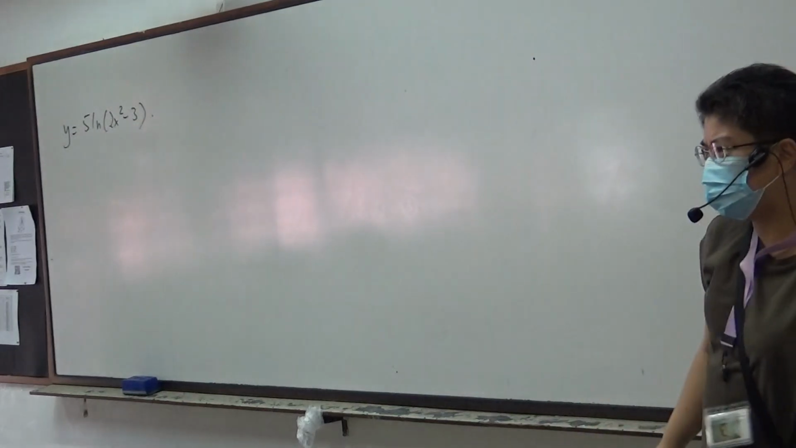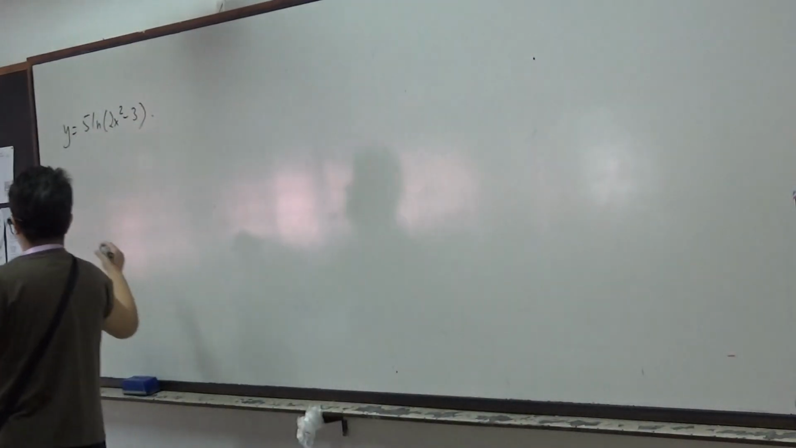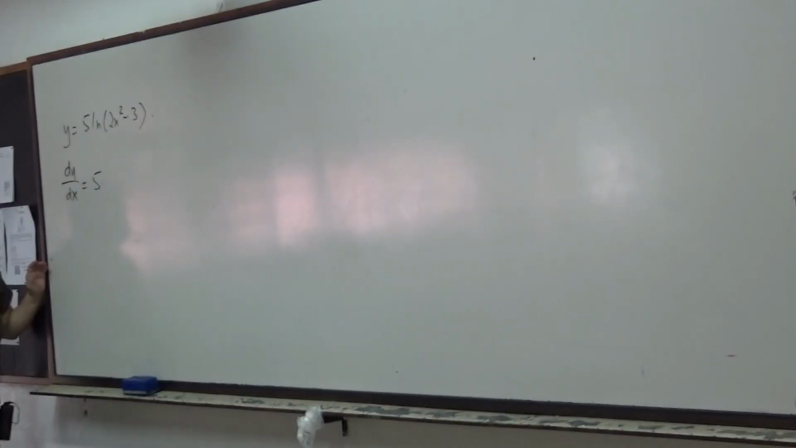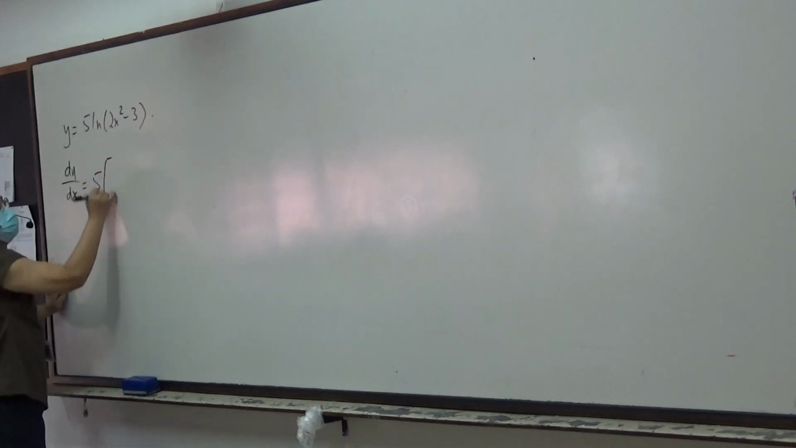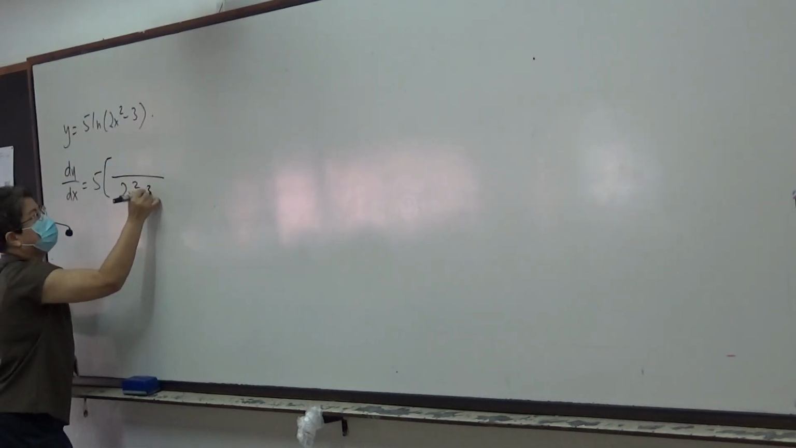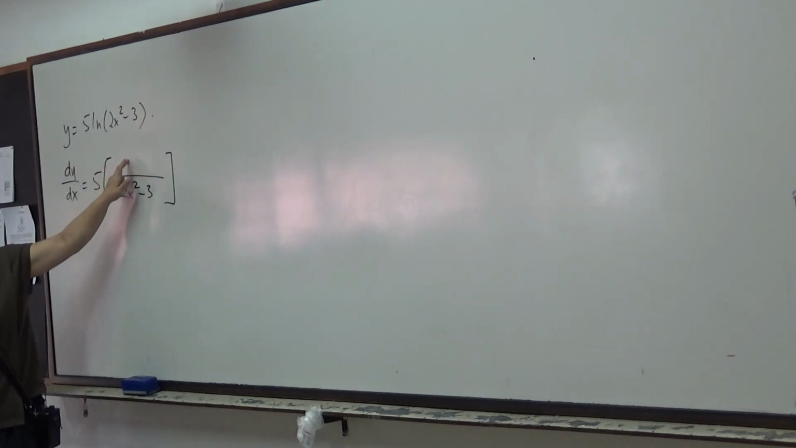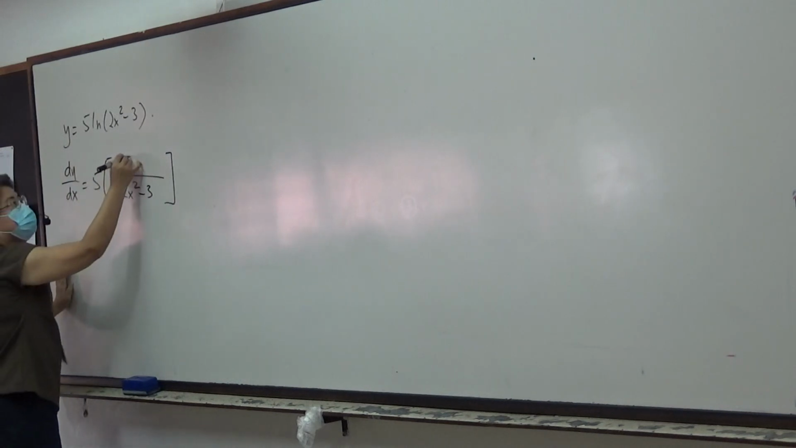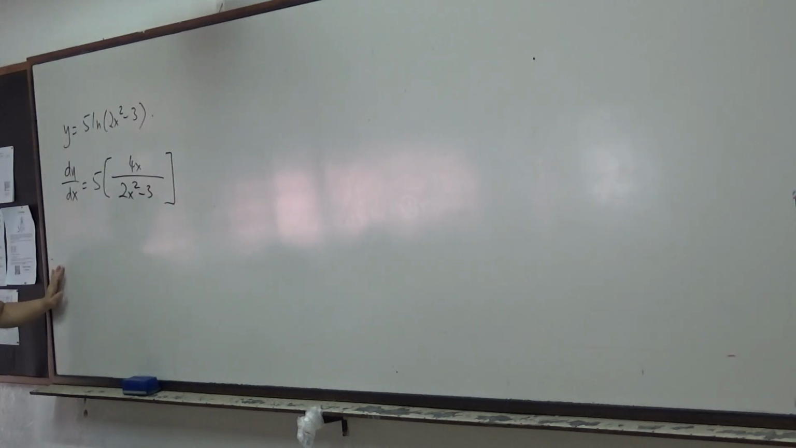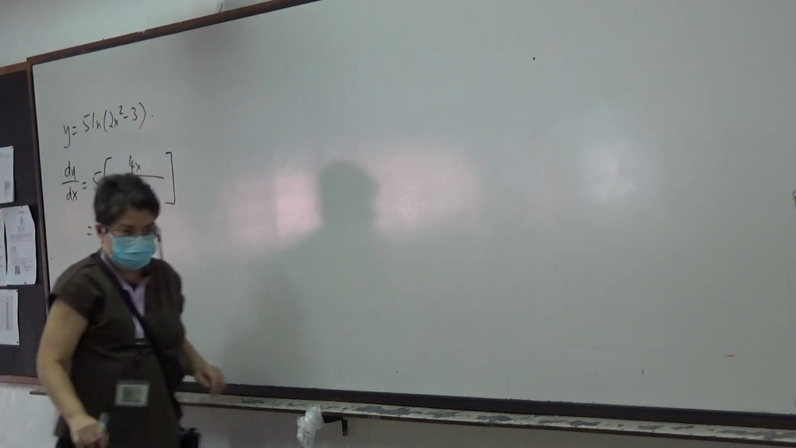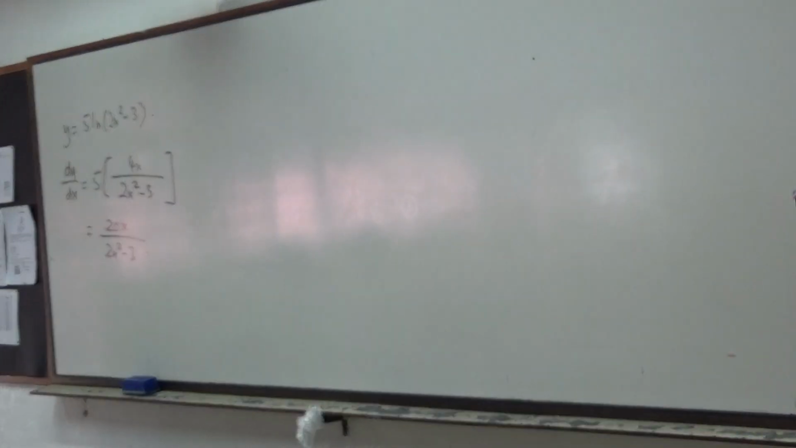I'm going to teach you how to do this properly. All of you look up. dy/dx will be, you keep the 5. When I differentiate ln, it's just that particular function f(x) at the bottom. Then on top, you differentiate the inside. So what does it give me? Just 4x. So this will give me 20x over 2x squared minus 3. Everybody okay?